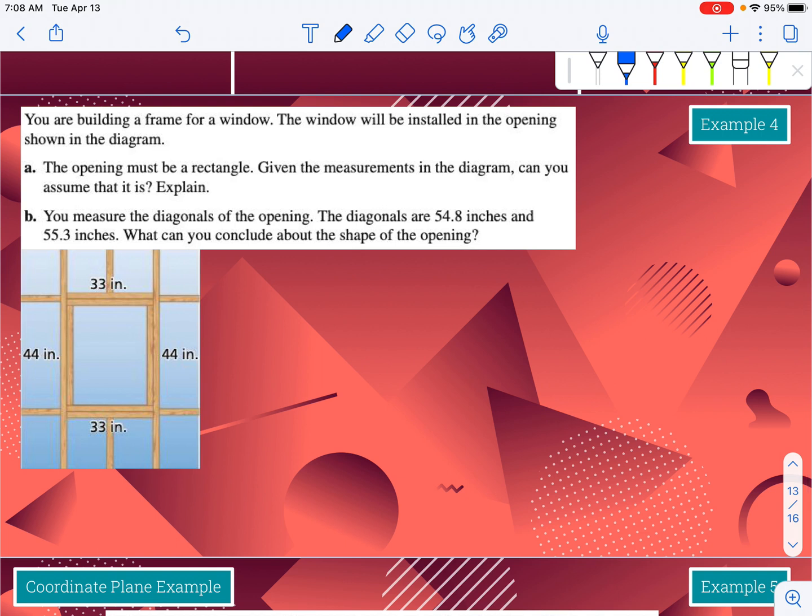So let's look at a real life, legit application you 100% will definitely use someday without a doubt. You are building a frame for a window. The window will be installed in the opening shown in the diagram. So here's going to be our nice window. It'll be see-through. The opening must be a rectangle. Given the measures in the diagram, can you assume that this opening is a rectangle? Explain.